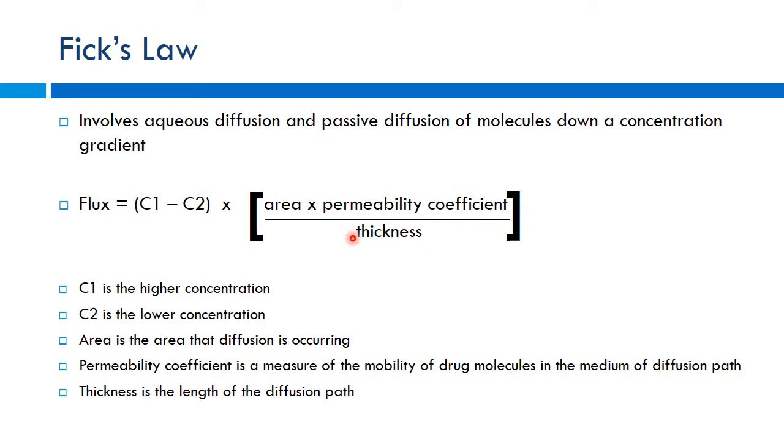And why do you think thickness is on the denominator? So you think it would be easier for a molecule to cross a really thin membrane or a very thick membrane? Thin, right? So that's why you have thickness being inversely proportional to the flux here. So the thicker the barrier that the drug has to cross over, the less flux you're going to have. Very thin membranes are going to have an easier time crossing over.